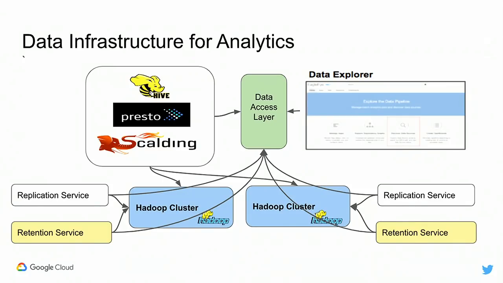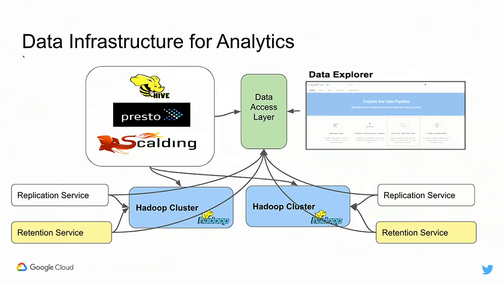So when you look at one of the clusters, what is in a cluster, right? In a cluster, you will see many data sets, and a replication service is responsible for replicating that data from a source to this cluster. With every data set, there is also a retention associated with it. So we have a retention service which takes care of deleting the data based on that data set's configuration. We have multiple different compute frameworks like Scalding, Presto, Hive, and MapReduce jobs, which crunch the data and do analytics.